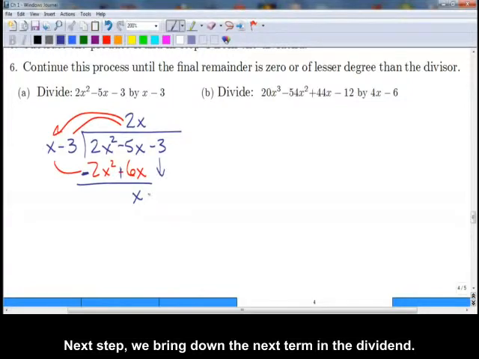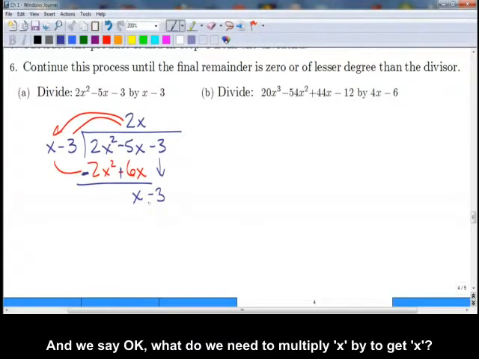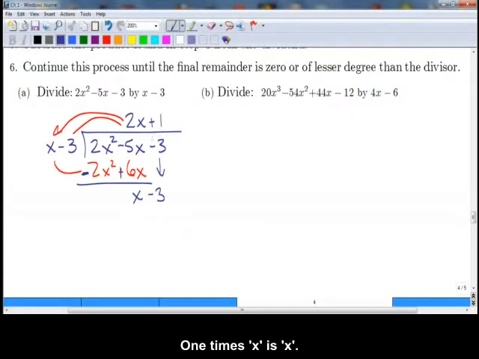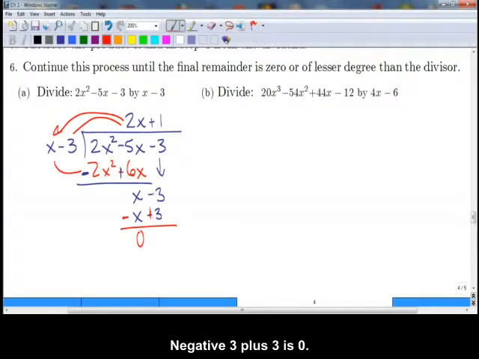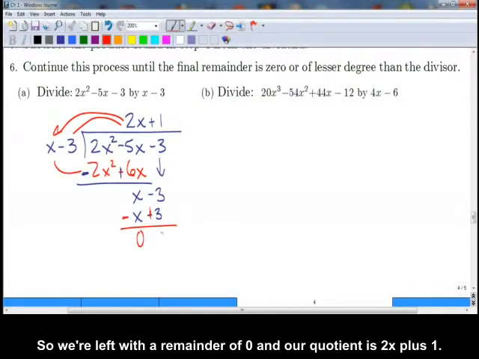Next step, we bring down the next term in the dividend. And we say, okay, what do we need to multiply x by to get x? Well, we just need a 1. 1 times x is x. So we would get x times 1 is x. x times negative 3 is negative 3. And again, if we change our signs here to subtract, x minus x is 0, negative 3 plus 3 is 0. So we're left with a remainder of 0, and our quotient is 2x plus 1.